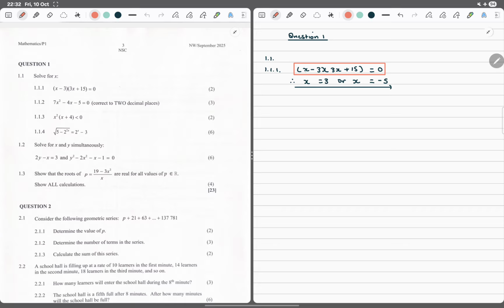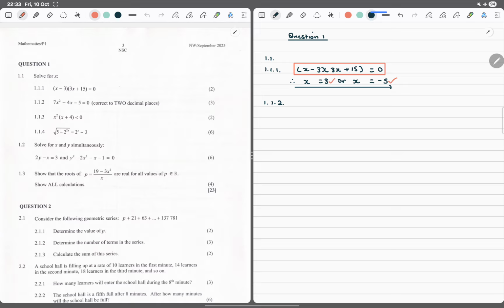So if we put a 3, that first bracket becomes 0. So 0 multiplied by anything is 0. So the left-hand side balances the right-hand side. If we put a minus 5, we see that the second bracket becomes 0. And essentially anything multiplied by 0 is 0. So the left-hand side balances the right-hand side. We can then move on safely, knowing that we have scored maximum marks there.